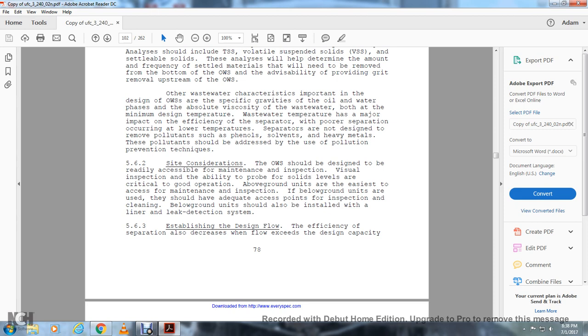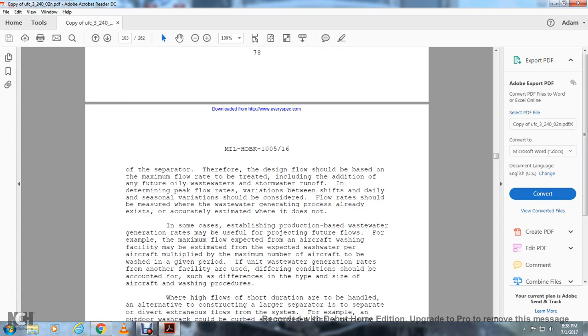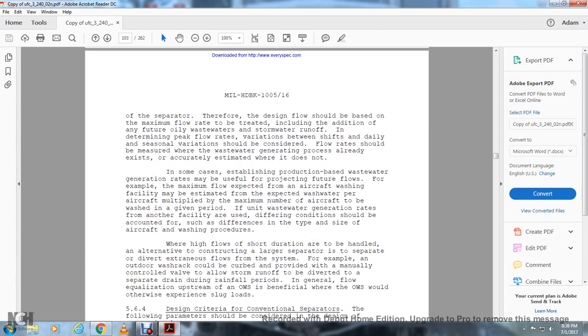563. Establishing design flow. Efficiency of separation decreases if the flow exceeds the design capacity of the separator. Therefore, the design flow should be based on the maximum flow rate to be treated, including any additional future oily wastewater and stormwater runoff, and determining the peak flow rate. The variation between shifts and daily, and any seasonal variations, should be considered. Flow rate should be measured where the wastewater generation process already exists, and accurately estimated where it does not. In some cases, establishing production-based wastewater generation rates may be useful for projecting future flows.